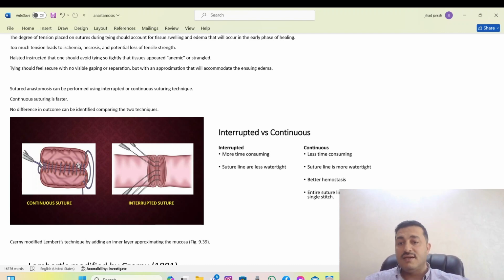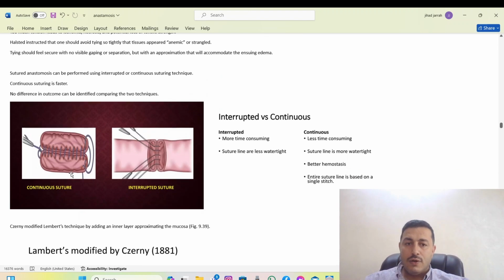Not only faster, but here they say that continuous means less time, and the suture is more watertight. This is not 100%. It also gives better hemostasis. One disadvantage is that the continuous suture line is based on a single stitch. If one stitch is disrupted, the whole suture line will be disrupted.